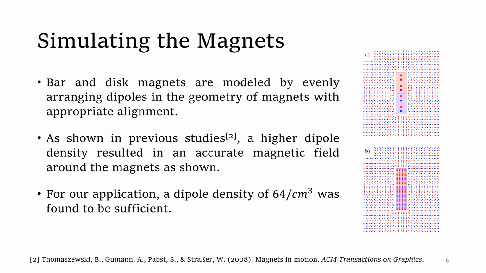Thus, it is important to fix the dipole density according to the closest distance of approach and the computational complexity involved. We found that 64 dipoles per centimeter cube to be the most effective value in our simulation. More than that affects real-time simulation, and less than that affects the accuracy at closer magnet proximity.